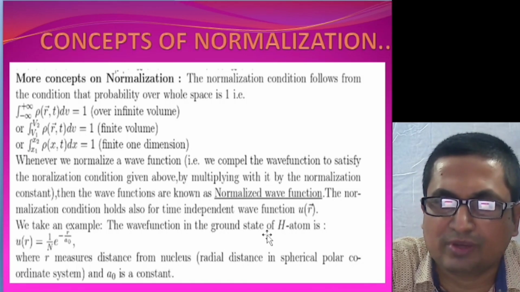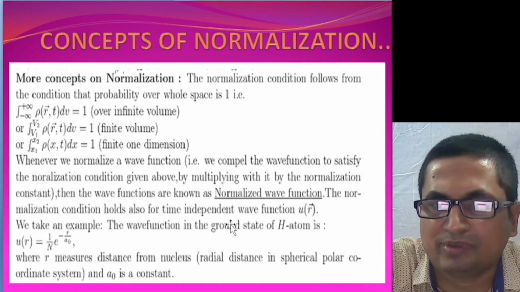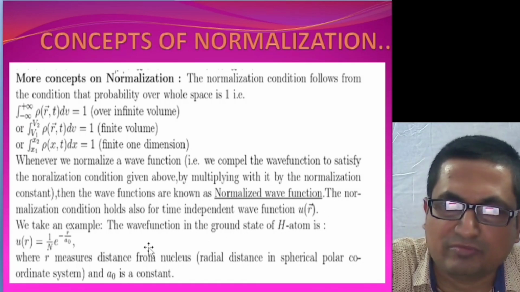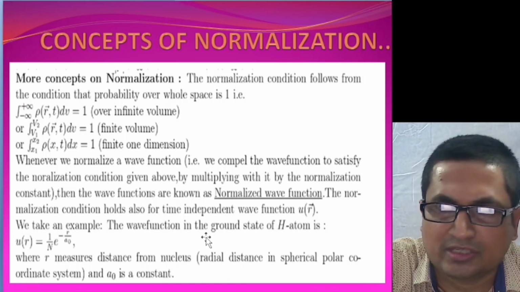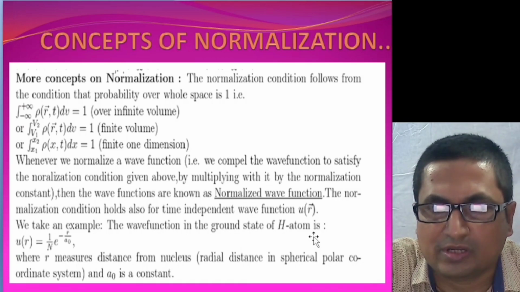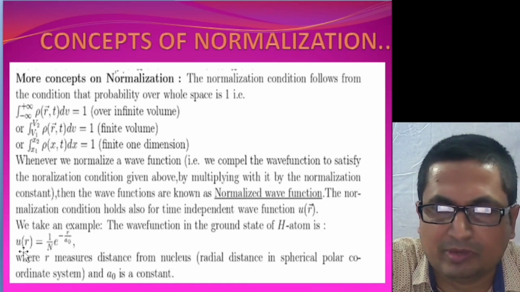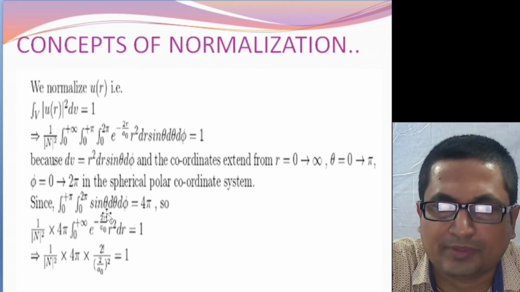This normalization condition is valid whether it is a time-dependent wave function or a time-independent wave function. With an example, we can understand this. The ground state of the hydrogen atom, which we will take up in a later course, is given by this ψ equal to 1 by N e to the power minus r by a naught, where r represents the radial distance and a naught is a constant.